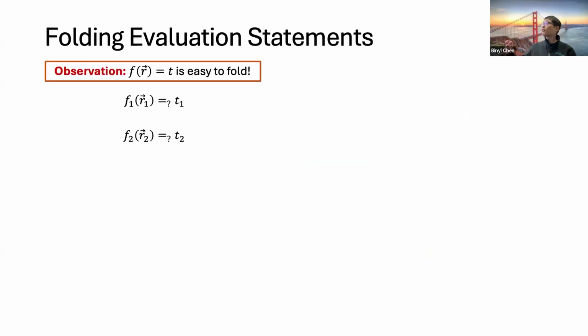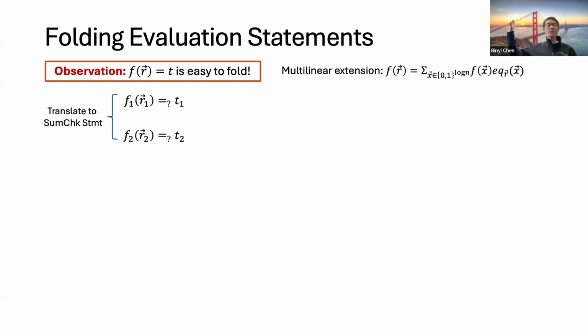So now let's see. Suppose we have two evaluation statements for some two committed polynomials f1 and f2. Our goal is to merge them into a single evaluation statement. To do that, the observation here is that a multilinear evaluation statement can be represented as a sumcheck statement. This is by the famous multilinear extension theorem, saying that the evaluation of f can be interpolated as the evaluation of f at points in the Boolean hypercube.